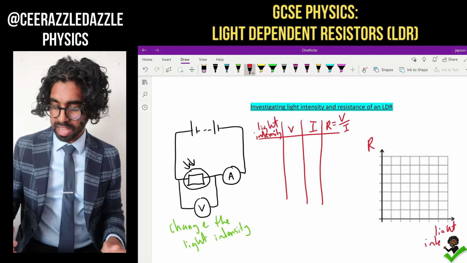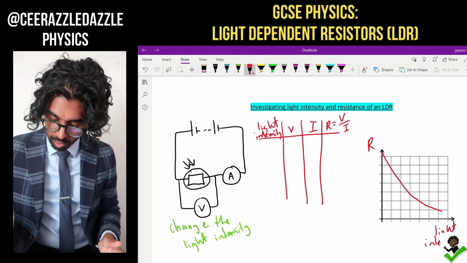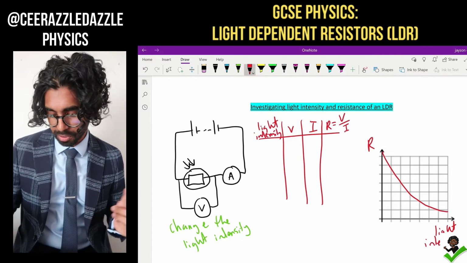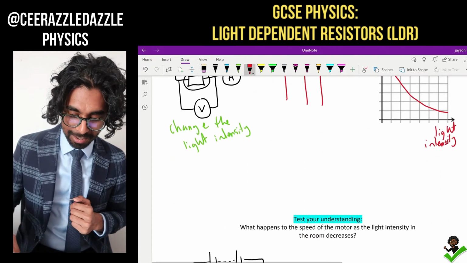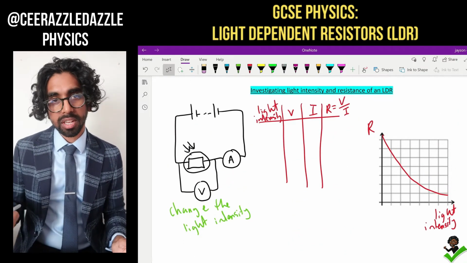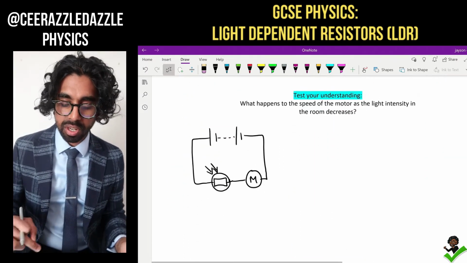What happens? As you increase the light intensity, you'll find that the resistance drops down. Actually, you need to memorize that graph. So as you increase the light intensity, the resistance drops down for the LDR. Scrolling down, test your understanding.